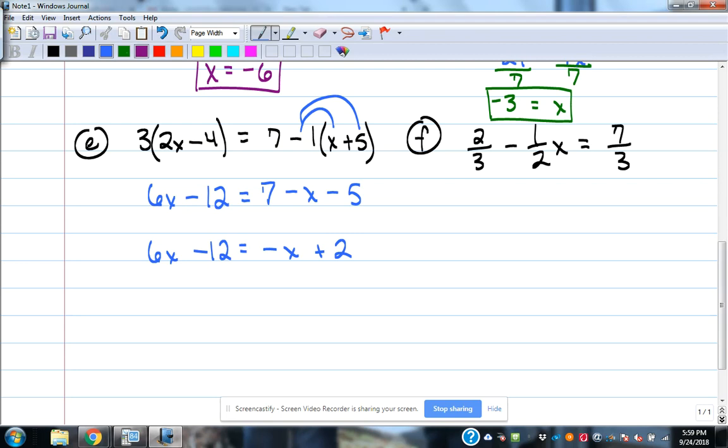A couple of options. A lot of options, actually. Now we're back to one, like example D. So we got an option. We move 6x or we move this -x. Technically, we can move the 12 or the 2. It doesn't matter, really. I'm one of those people that likes to move the variable parts first.